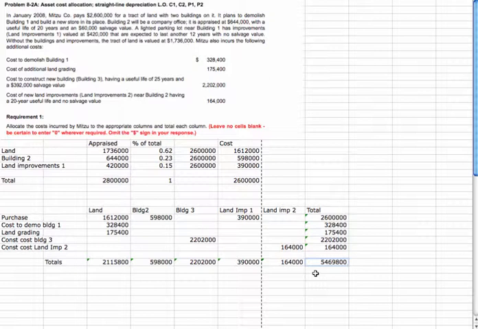Part 3 of this problem wants you to do the depreciation. Now that you have the cost of building 2, 3, the land improvement, and land improvement 1 and 2, take a look at this problem up here to determine how much the depreciation is. I think because it's straight line, it's pretty easy because we've done it in a couple other problems here. So I'm going to wish you luck here, and we'll see you in the next chapter.